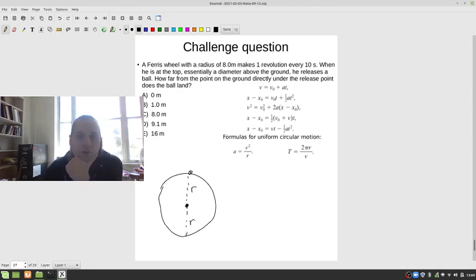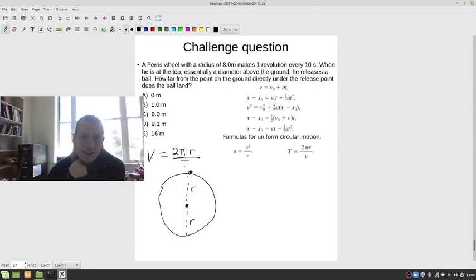The Ferris wheel with a radius of 8 meters makes 1 revolution every 10 seconds. Okay, so then you can find out that the speed that this person is going around is 2 pi r over t. So 2 pi times 8 meters divided by 10 seconds will give you the speed with which that person is going.